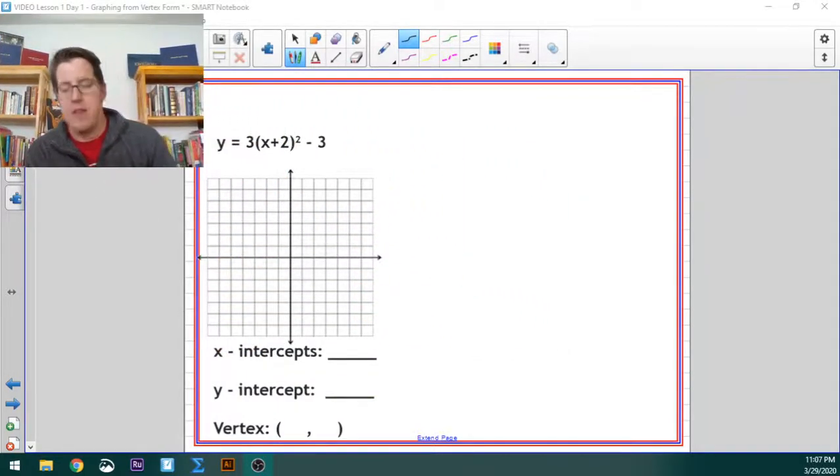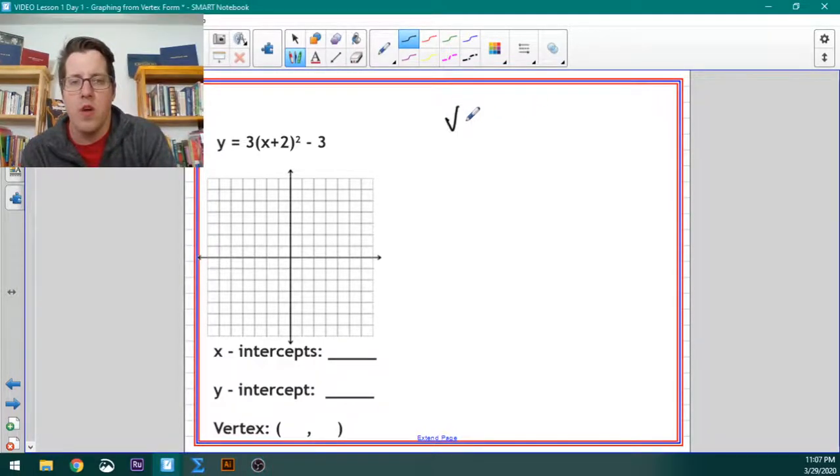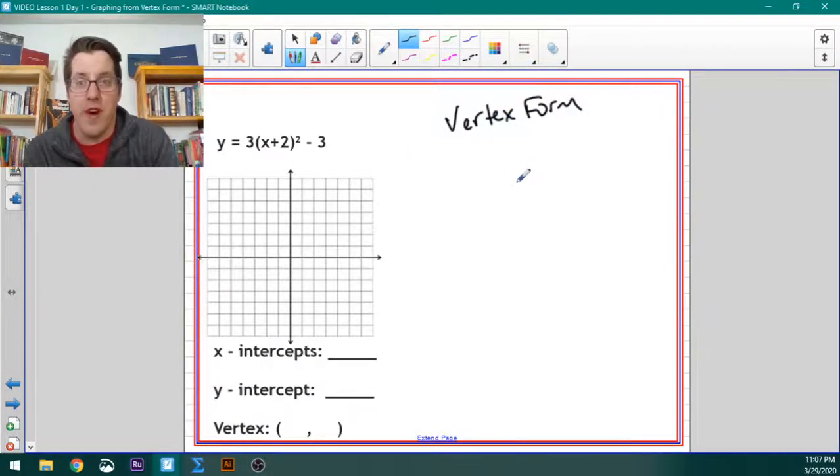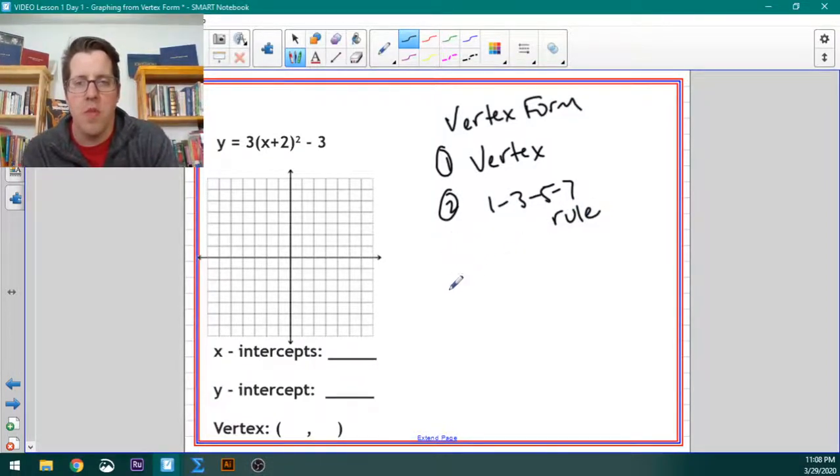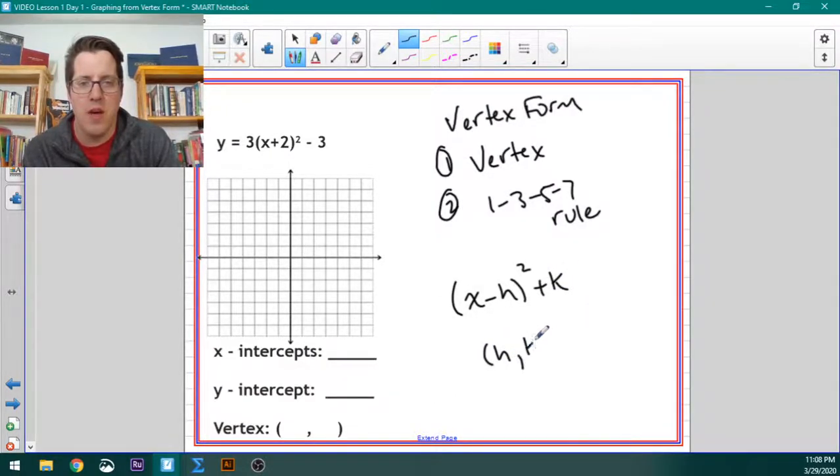So we're going to start by reminding ourselves how to graph in vertex form. Now, when you're in vertex form, you're going to find the vertex first. Then you're going to use the 1, 3, 5, 7 rule. So remember, when we have something like x minus h squared plus k, our vertex is h comma k. Here's what I mean by that.